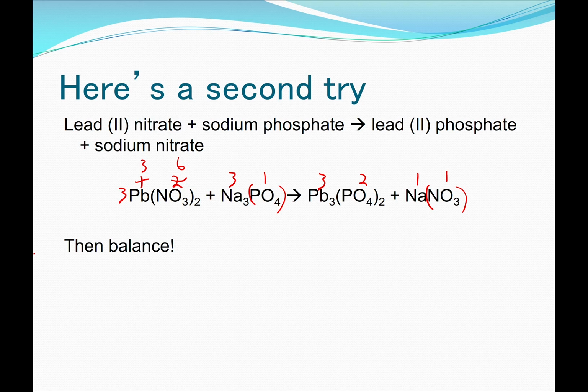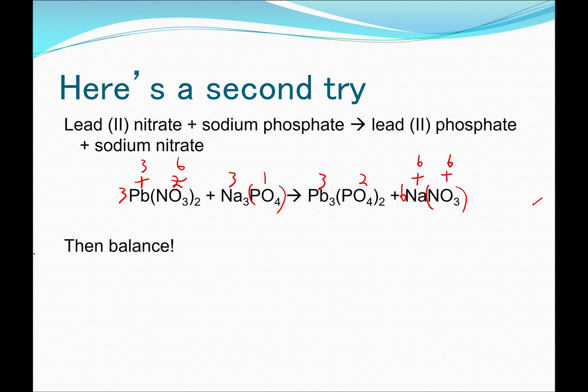We can jump to anything that you feel like doing next. So we got lead, nitrate. We can do the nitrates. We balance the leads. We have 6 nitrates on the left. We have 1 on the right. 1 times 6 is 6, so we should have a 6 here. This gives us 6 sodiums, 6 nitrates. So now the nitrates are balanced with 6 and 6.